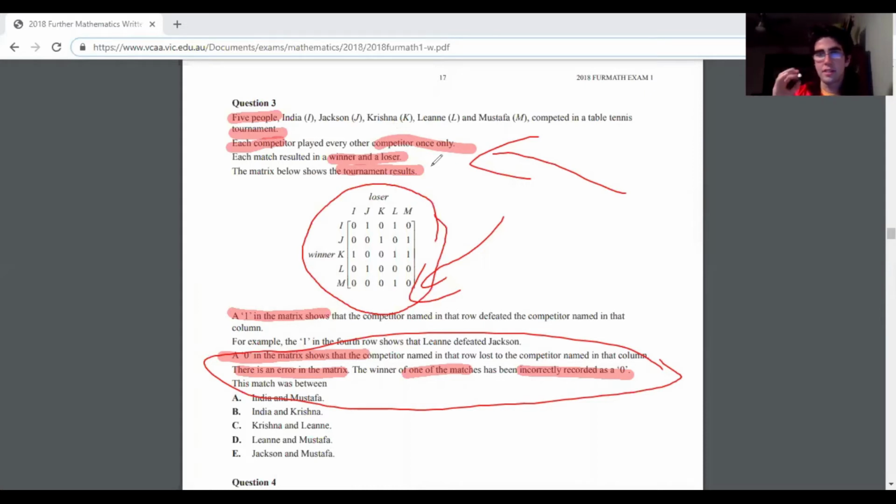We know that this is not a symmetric matrix, because if it was, for example, if we take a look at J versus I, we have a 1 in the position for I, suggesting that I beats J. If it was symmetric, we'd also have a 1 here, but that doesn't make sense because if I beats J, J can't then beat I. So we know that it's not symmetric.